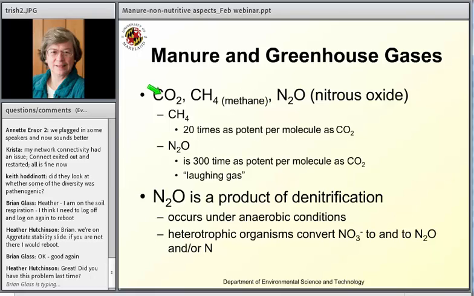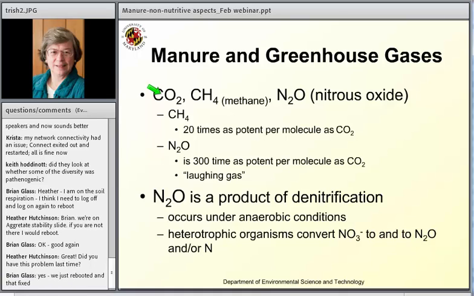So first of all, understand that methane is much more potent in terms of its effect on trapping heat than carbon dioxide is. It's now agreed that every molecule of methane, CH4, is about 20 times as potent as carbon dioxide in terms of its effect on greenhouse gas, or in terms of global warming and heat retention. And nitrous oxide is even worse. Nitrous oxide is about 300 times as potent per molecule compared to carbon dioxide.